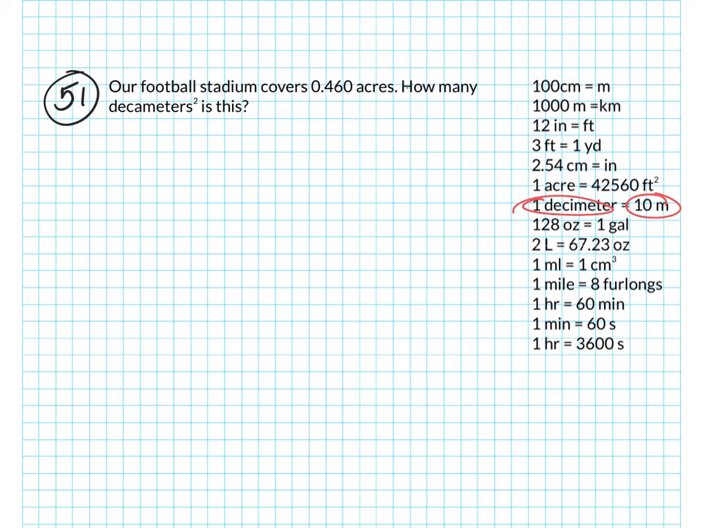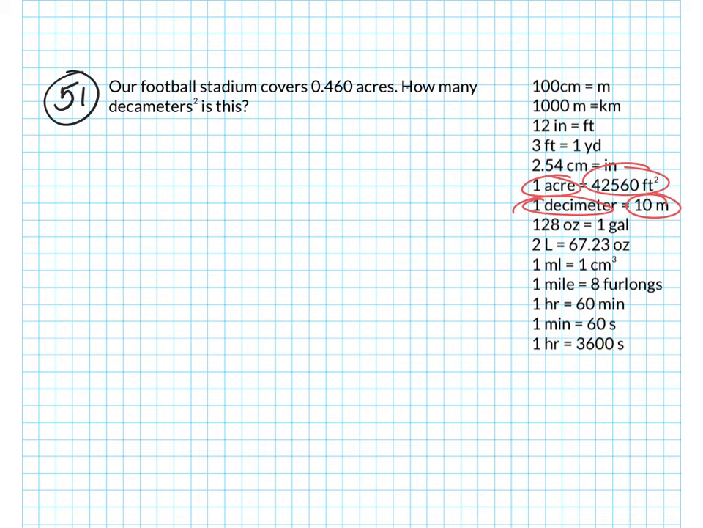An acre, here we go. An acre is, okay, that's that many feet squared. So now I can go to feet to inches, and I got to go from inches to centimeters. So I'm going to use my conversion here between inches and centimeters, then to meters, and then decimeters. All right, so let's figure this out. Start with what I know. I know 0.460 acres. This will be pretty long.